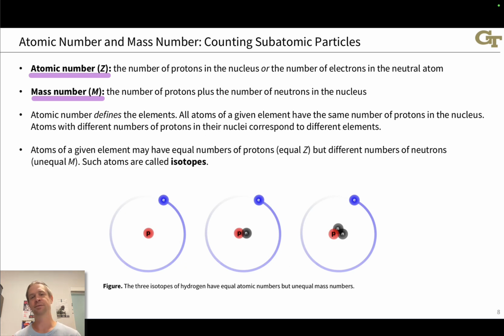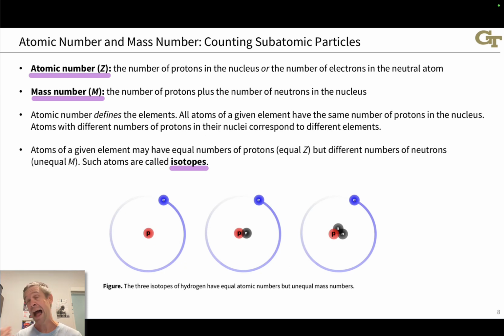And examples of these types of atoms are shown at the bottom of this slide. All three of these atoms correspond to neutral hydrogen atoms. We have one proton in the nucleus and one electron surrounding the nucleus. But the three atoms differ in the number of neutrons in the nucleus. The first atom has 0 neutrons in the nucleus, the one in the middle has 1, and the one here has 2 neutrons. So these are all atoms of hydrogen, but they differ in mass number. Right? They have identical atomic numbers. Z is 1 for all of these, but they differ in mass number.